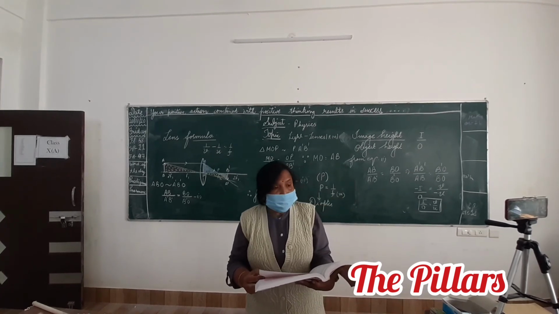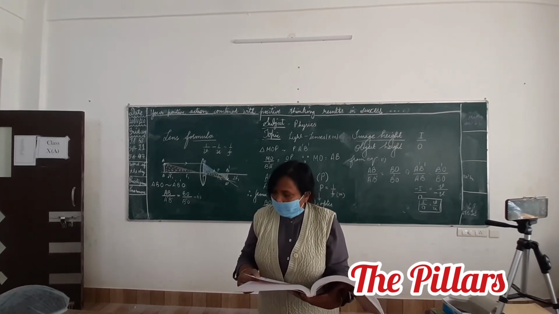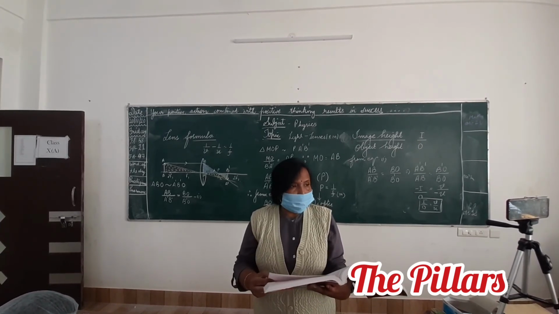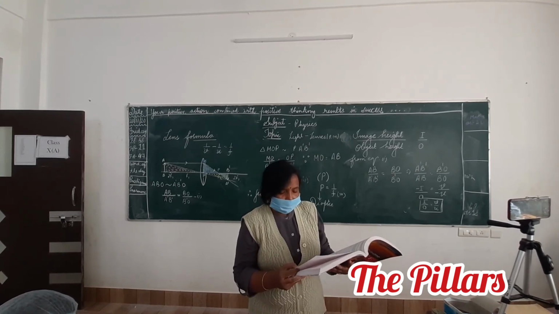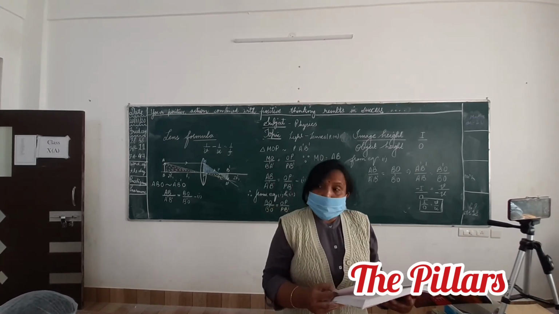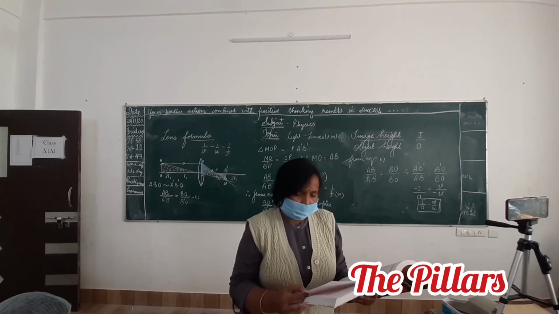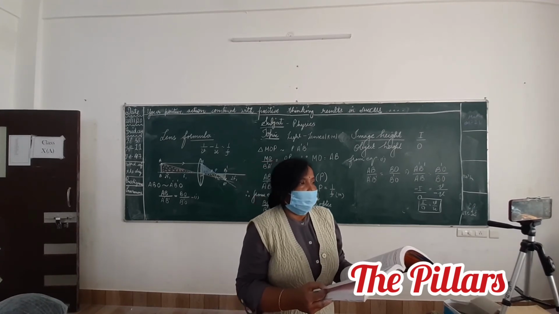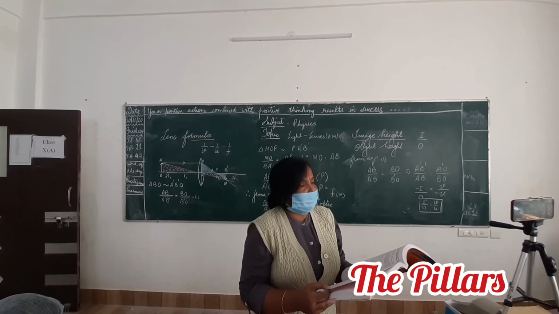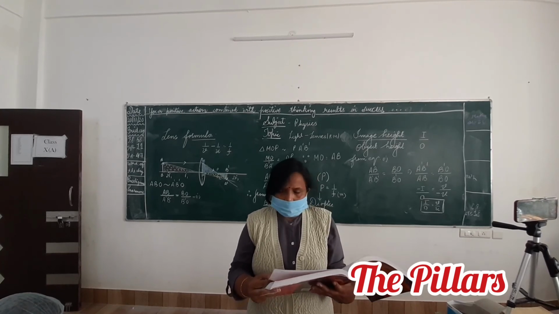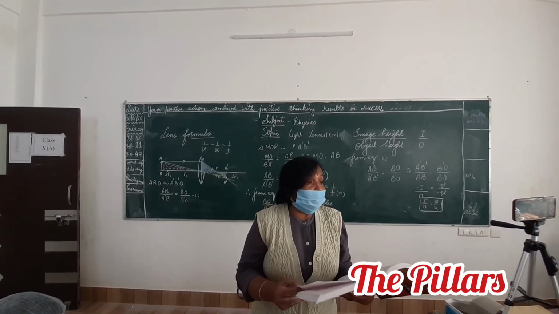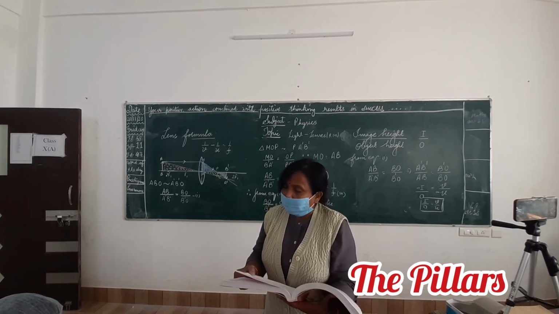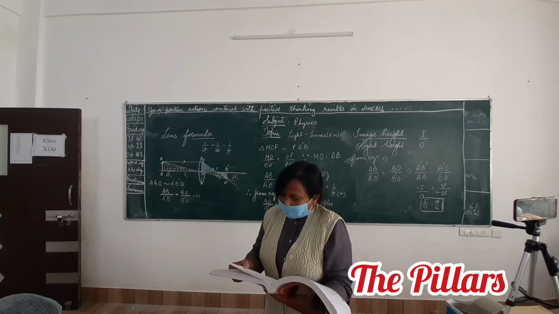An object 5 centimeter in length is placed 25 centimeter away from a converging lens. Which lens are we talking about? Convex lens of focal length 10 centimeter.